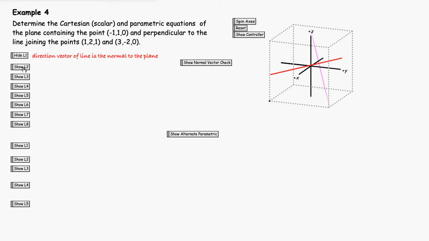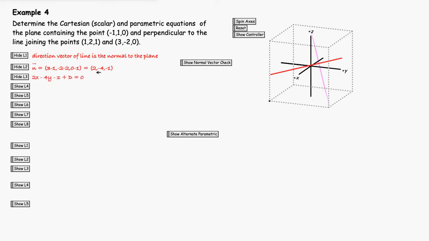The direction vector for the line is normal to the plane. So starting with the direction vector, which is also the normal, we go from 1 to 3, that's 2. From 2 to -2 is -4. And from 1 to 0 is -1. So the direction vector for this line is 2, -4, -1. That makes it the normal to the plane.